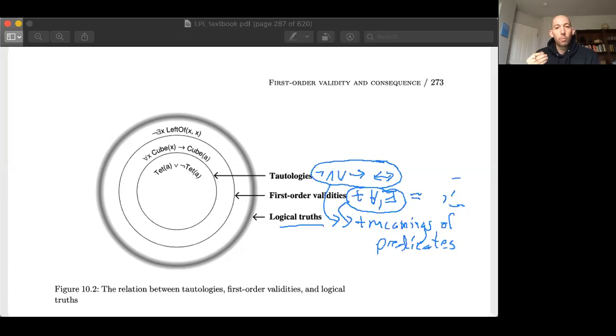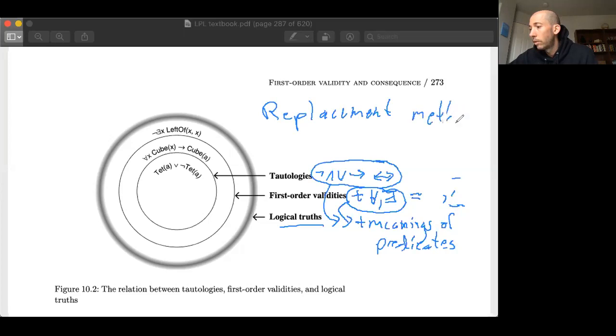The replacement method that we're talking about, the idea here is that you use nonsense predicates to replace all of the ones that you have in the sentence and see whether the sentence still comes out as being necessarily true. So if I, for example, use the replacement method, you insert nonsense predicates.